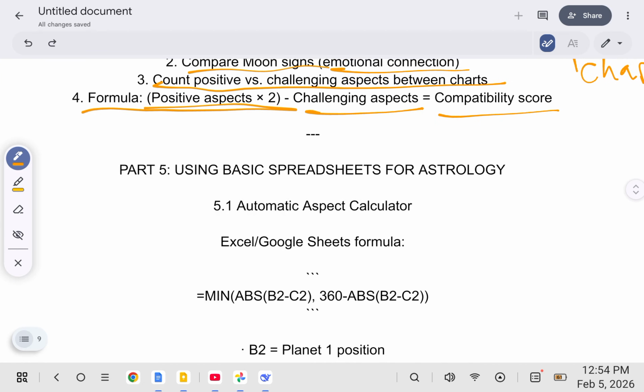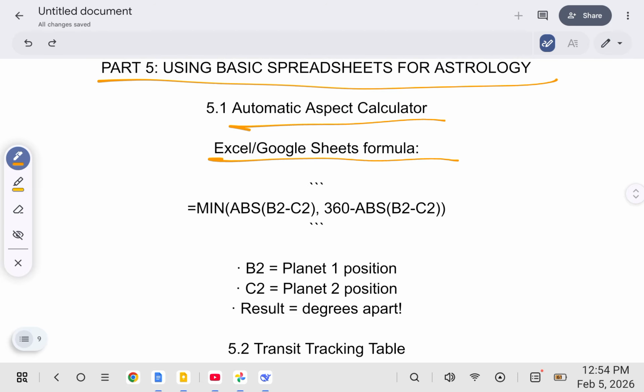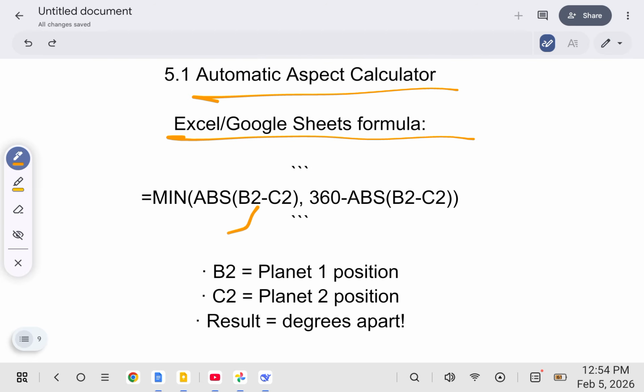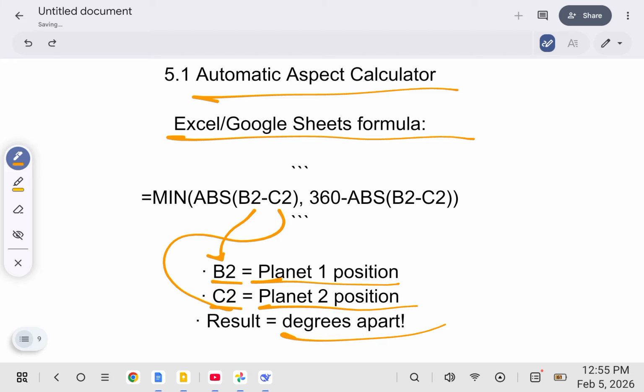Okay. Part 5, using basic spreadsheets for astrology. Using an automatic aspect calculator, Excel, Google Sheets formula, this is what I came up with. And so I explained this, don't worry. So B2 is the planet 1 position, and C2 is the planet 2 position, and the result is degrees apart. Okay?